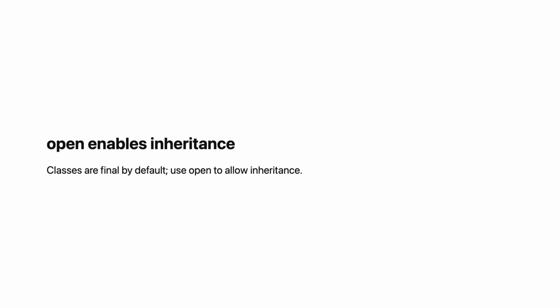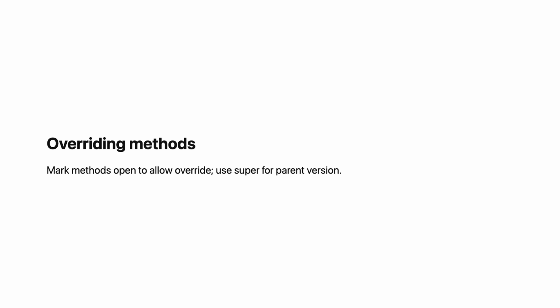In the parent, mark the method open: open class Vehicle with open fun start. In the subclass, use override: class Car : Vehicle with override fun start. The override keyword is required. It documents your intention and catches errors if the parent method changes. You can call the parent's version with super: override fun start, super.start, then additional code.